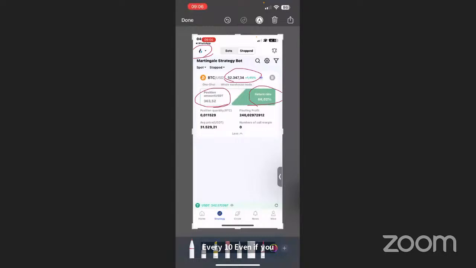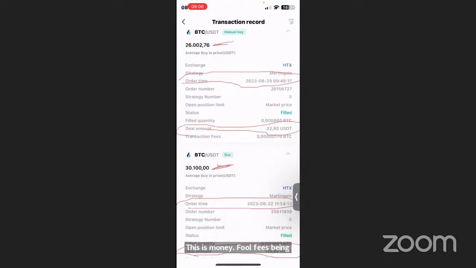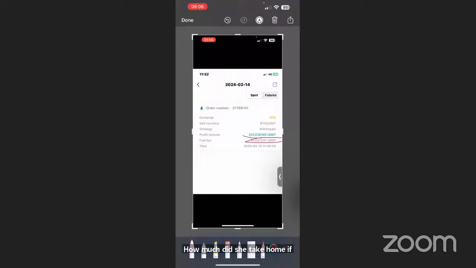Even if you have to wait for 10 years, trust me, a bank can never give you this return rate. Ignore the amount of the money. This is what she put on this particular coin. Just look at the return rate. She's making 240 when she sells it or allows the robot to sell it for her. The fuel fee is being deducted. Let's look at the fuel fee that was deducted. How much did she take home? If you deduct 47 from 237, how much are you left with? Is it not good money?